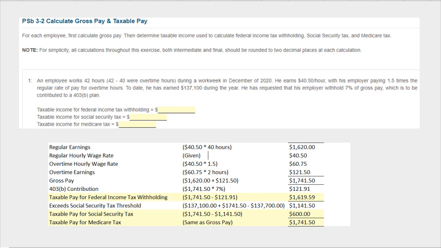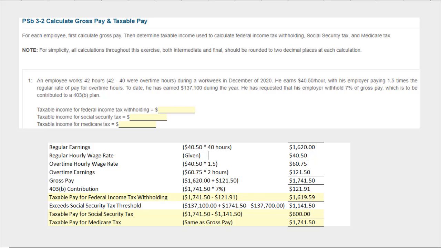This Chapter 3 video goes over how to calculate gross pay and taxable pay. Gross pay was done in the previous chapter. This chapter focuses on taxable pay, but in order to get taxable pay, we must calculate the gross pay. So let's get to the example here.